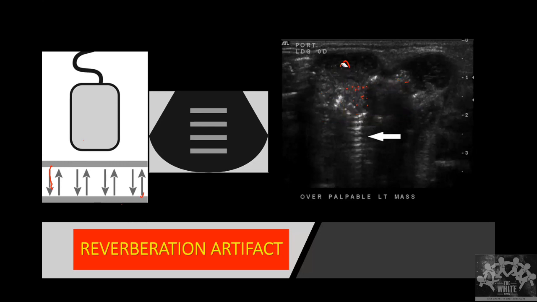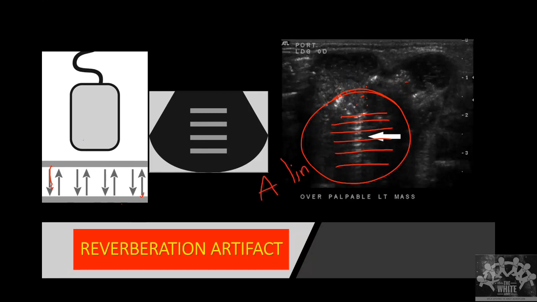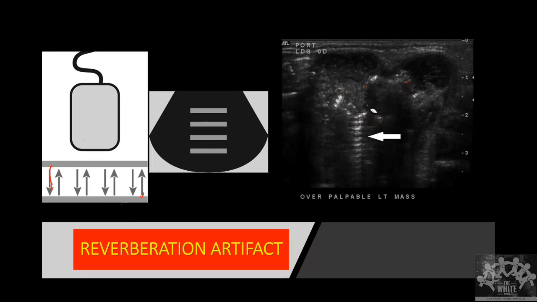So whenever the pleura is imaged with the normal lung, we'll see multiple lines at fixed distance. These are nothing but the reverberation artifact. We call them A lines. Yeah, these are called A lines. This is what we see when we see the interface between the pleura and the lung.